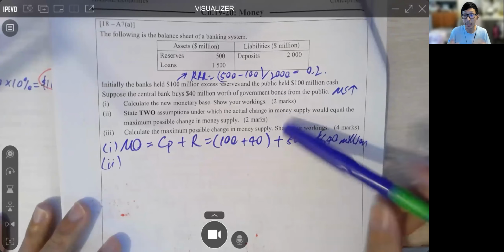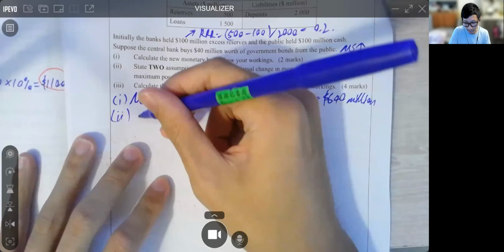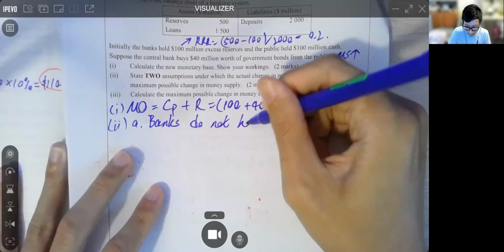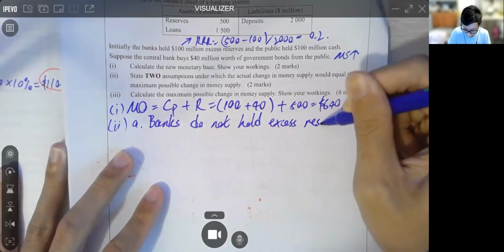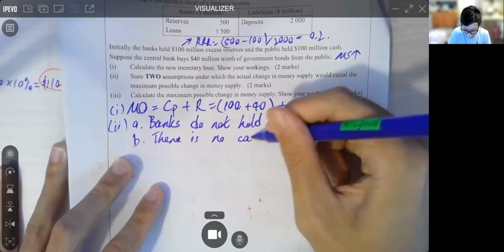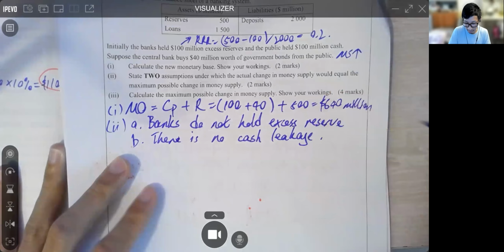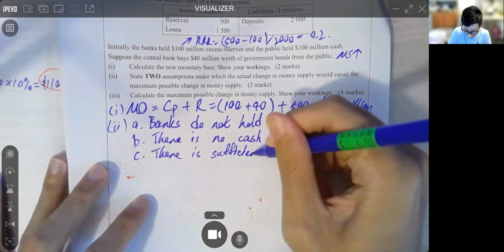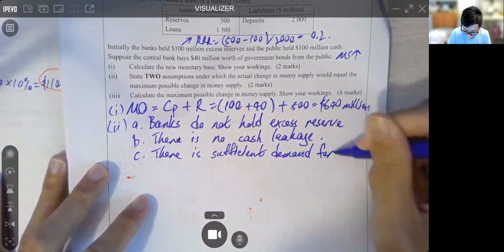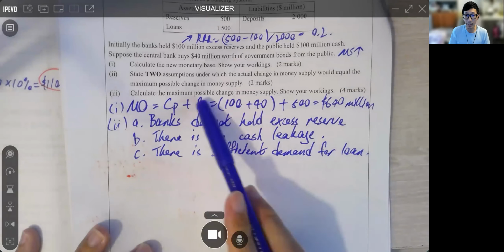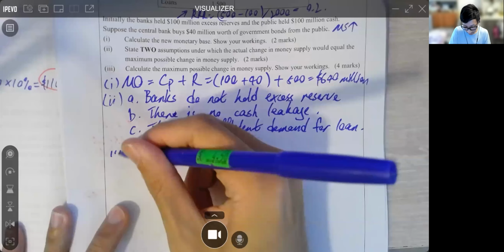Okay, this is the M0. Now state two assumptions under which actual change would equal the maximum possible change. If actual change equals maximum possible change, basically there's maximum creation. We recite them again: banks do not hold excess reserve. Second, there is no cash leakage; everyone deposits all their money and holds no cash. And finally, there is sufficient demand for loan. Any two would do.